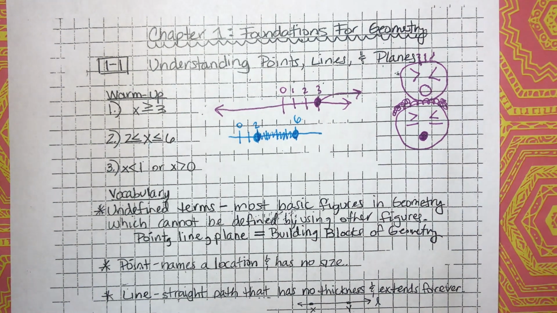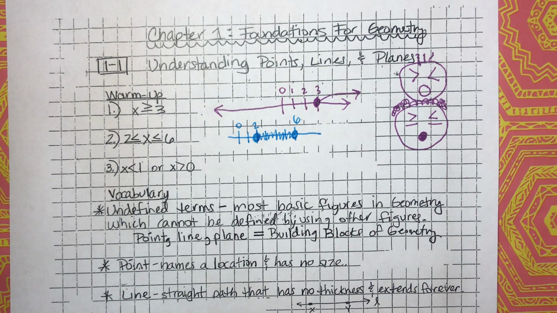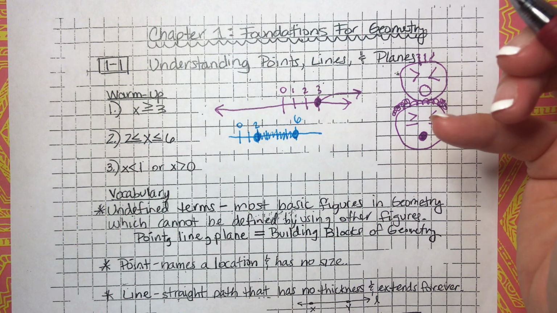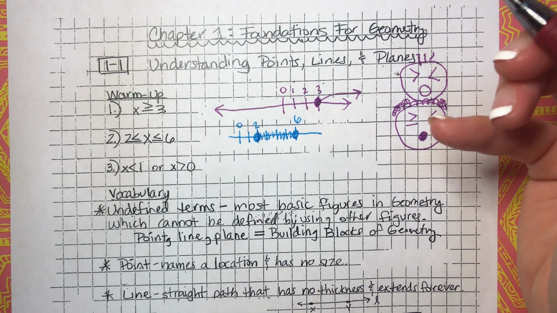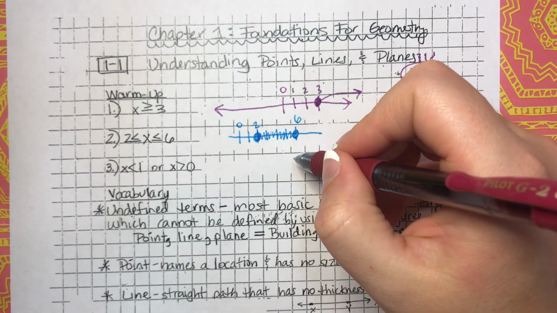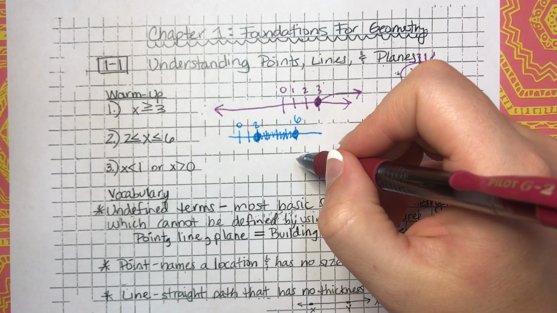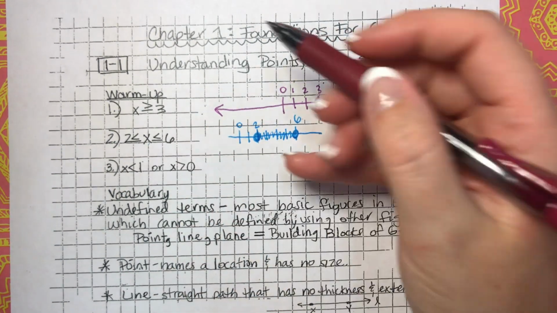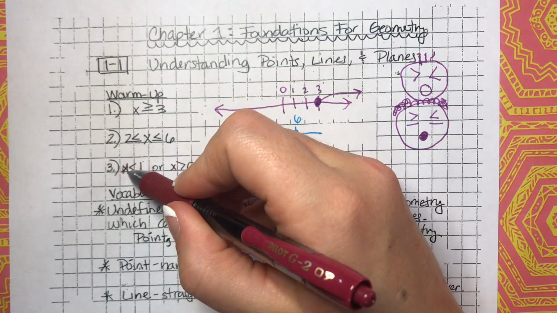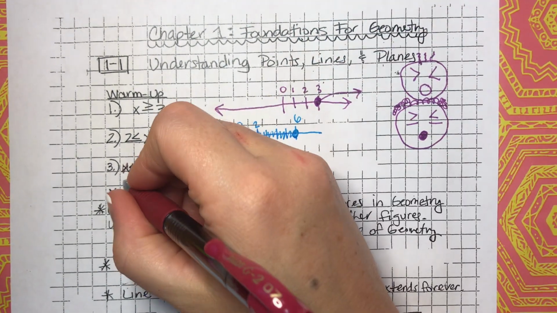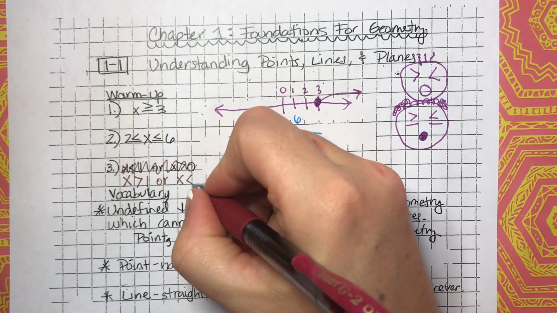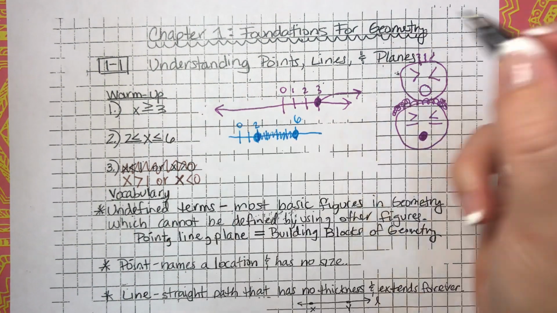Okay, now for the next number, we have x is less than 1 or x is greater than 0. I really think this is not written correctly. Okay, so this isn't right. I'm going to rewrite this. This is supposed to be x is greater than 1 or x is less than 0. So just go ahead and rewrite that, okay?